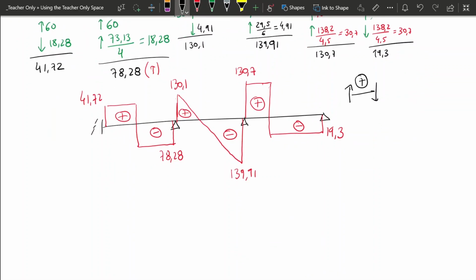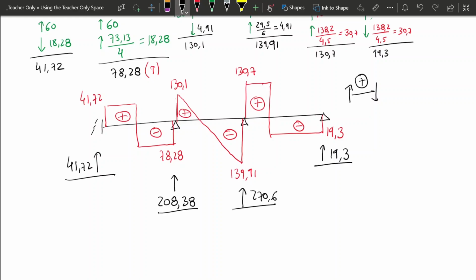Now, in terms of reactions, which we can do now, here we have a reaction of 41.72. Here at B, we have a reaction that takes us from 78.28 to 130.1. So if we add them up, we get a reaction of 208.38. Here at C, same logic. What is the force that gets us from here to here? So you get 139.91 plus 130.7. That's 270.6. And then finally, the last reaction we have here takes us from negative 19.3 to 0. So that's our final reaction. So here in black, these are the 4 reactions that we can calculate in this structure.